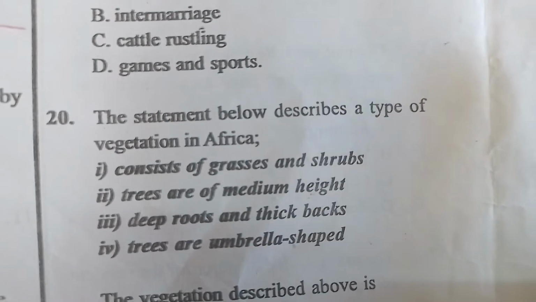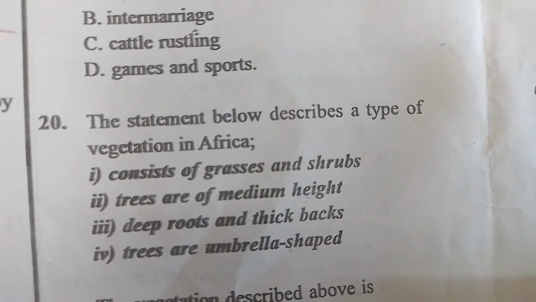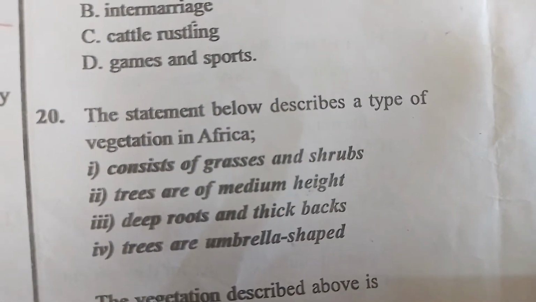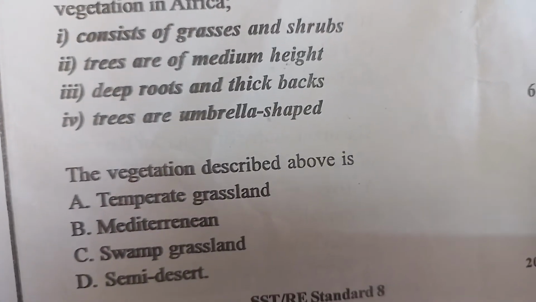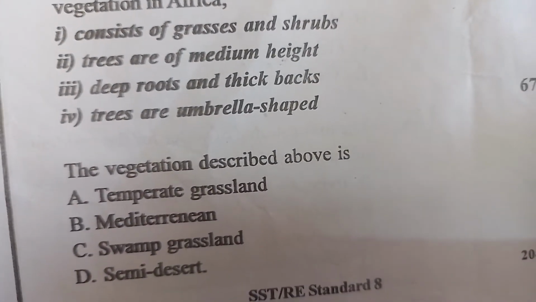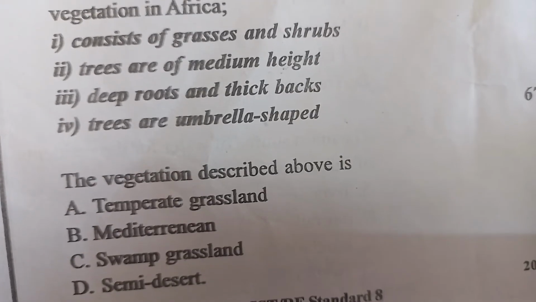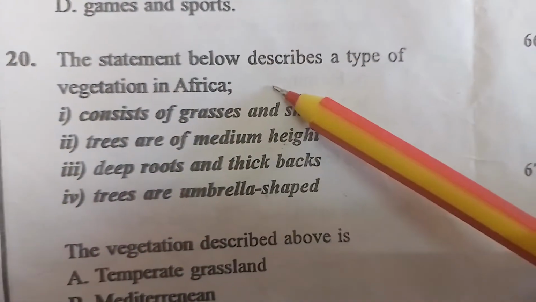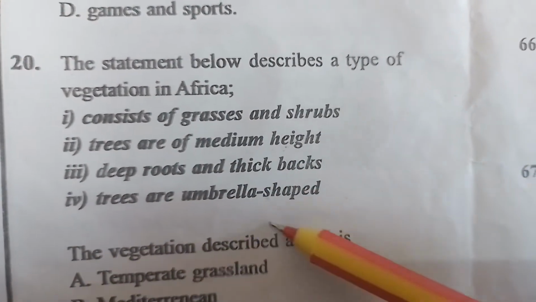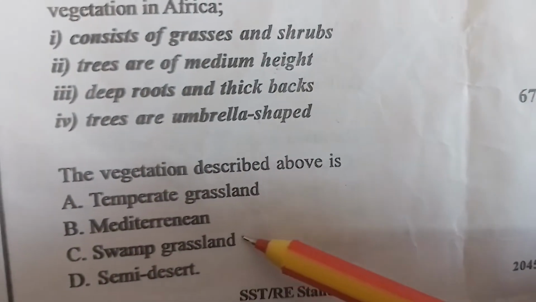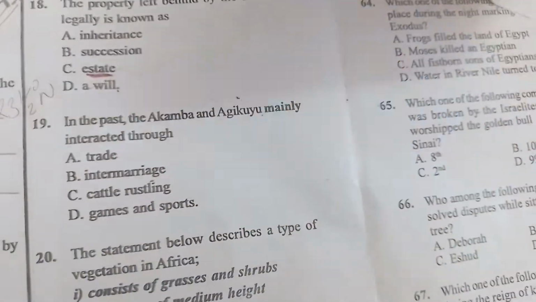The statement below describes a type of vegetation that consists of grasses and shrubs. This is savanna. Trees of the medium size, this is savanna. In fact, it is grassland, temperate grassland. We have medium size trees, deep roots and thick barks. Trees are umbrella shaped. This is what you call the temperate grassland.